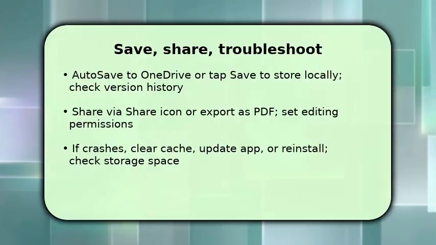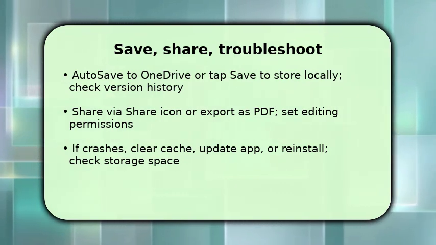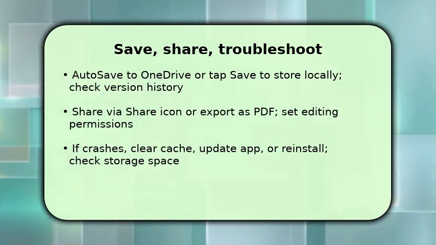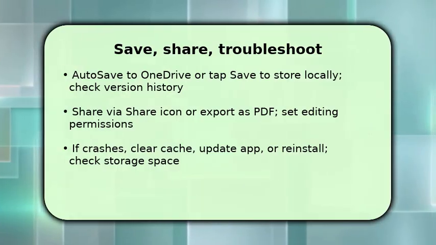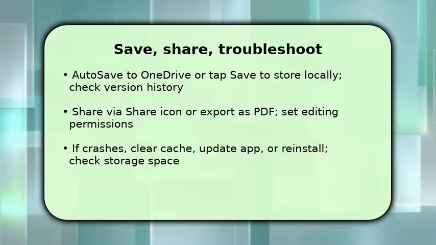You finish by saving. Auto-save to OneDrive gives version history, while Save stores a local copy. Use Export to create a PDF when sending a fixed layout. Once saved, tap Share to send a link or file and set editing permissions to control access.